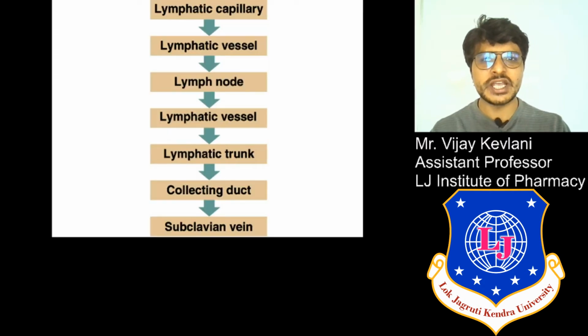So this is how they are arranged. Lymphatic capillaries join to form a lymphatic vessel which will pass through a lymph node, and once again come out as a lymphatic vessel. That lymphatic vessel will make the lymphatic trunk and finally they will end up in collecting ducts and the subclavian vein.